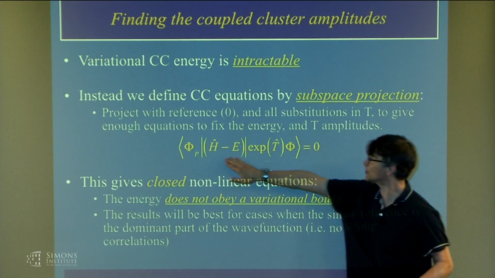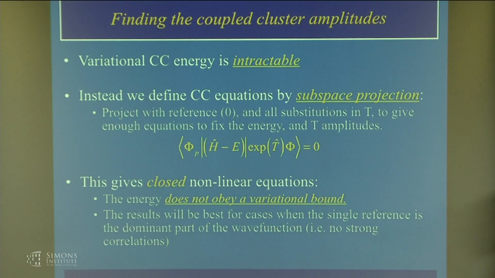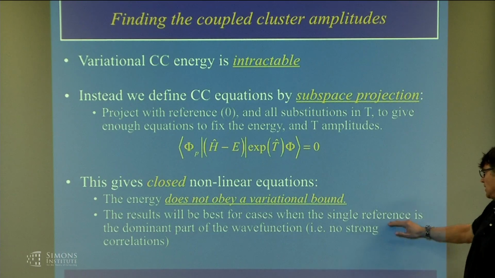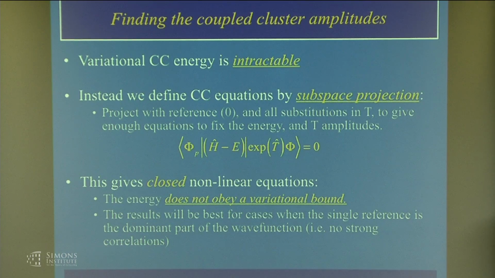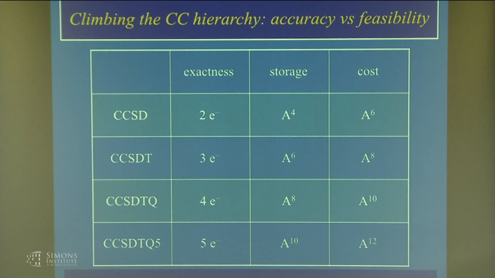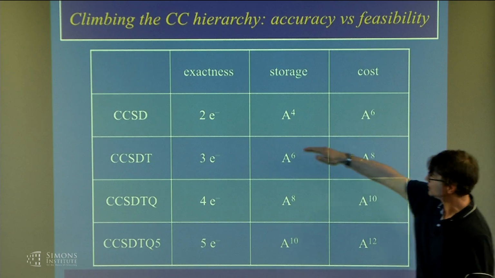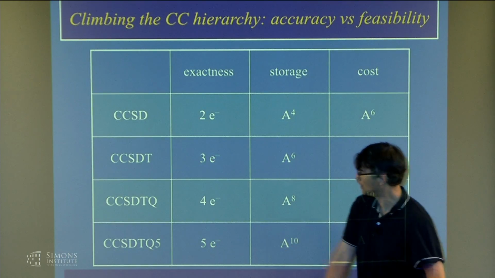And because we're solving in a subspace, the results will be best in the case where our projective subspace includes all of the important parts of the Hilbert space. So that will be the case where the single reference is dominant. So in that sense, coupled cluster theory is aiming to solve similar problems to the ones DFT is aiming to solve, the ones where we're dominated by one configuration, or again, the 95% of chemistry that in some sense is easy, meeting this criterion.